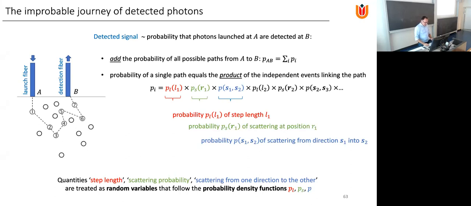So these quantities, these step lengths and scattering probabilities and scattering from one direction into the other, are all treated as random variables. If I have a random path over here, that means that all the steps that compose such a path are basically random quantities. So step length is random, probability of scattering is random, etc. Of course, they follow a certain probability distribution. Some path lengths are more likely than others. Some scattering angles are more likely than others. So I'm going to sample these probability distributions or probability density functions in order to construct these paths.